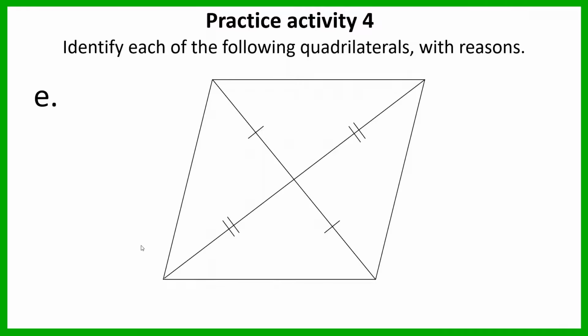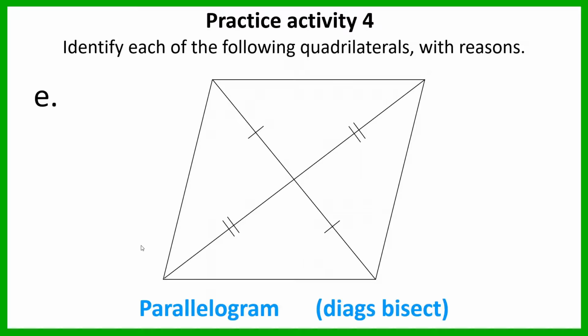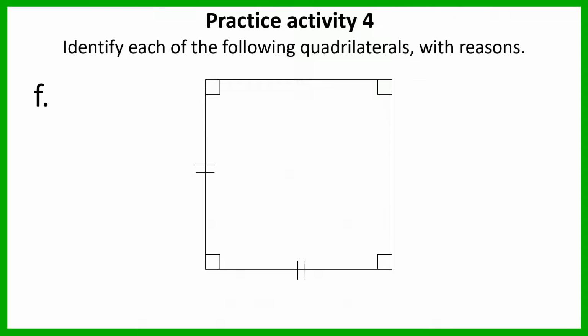Okay, for this one, you should have found that this is a parallelogram. Be careful, it may look like a rhombus, but we don't have enough information to say that it's a rhombus. All we know is that the diagonals bisect each other, which means that it is a parallelogram. Right, next one, question F. You have 30 seconds again.